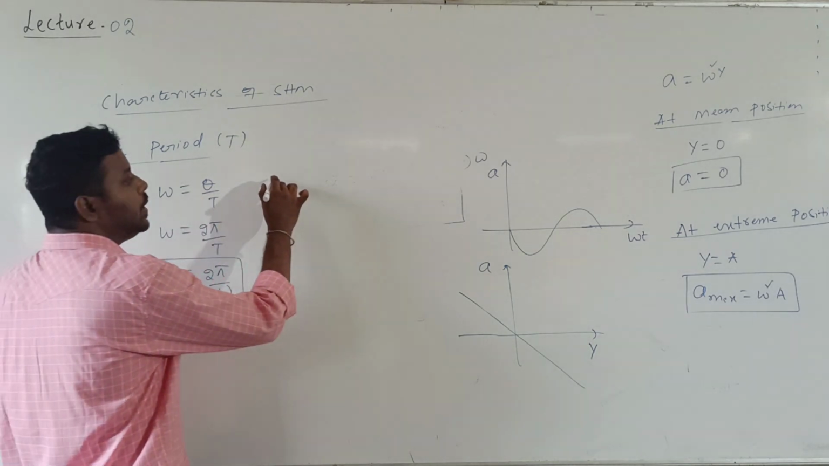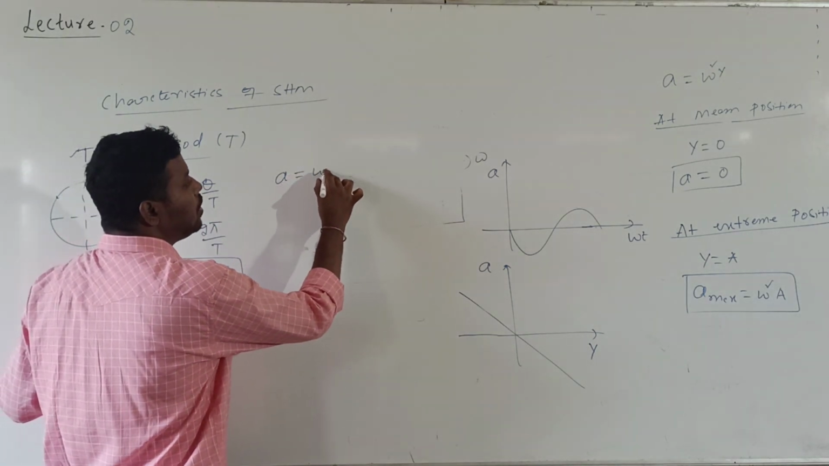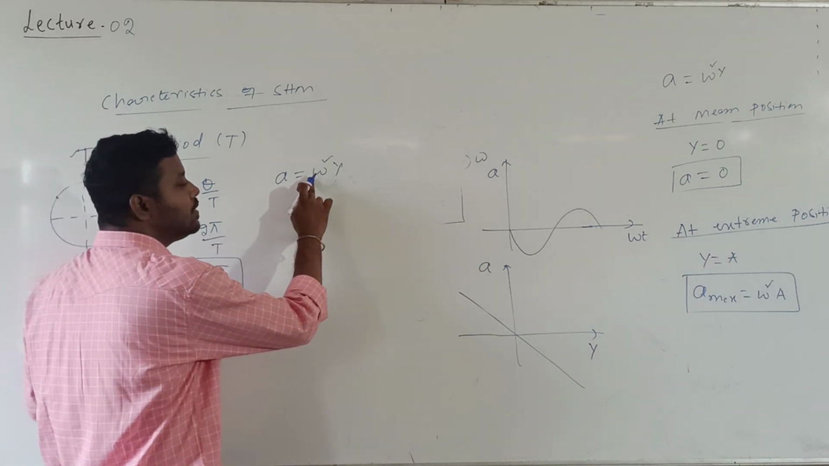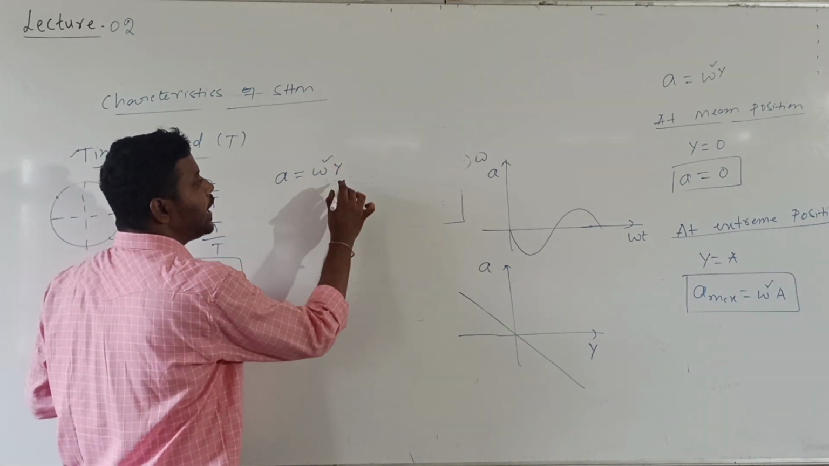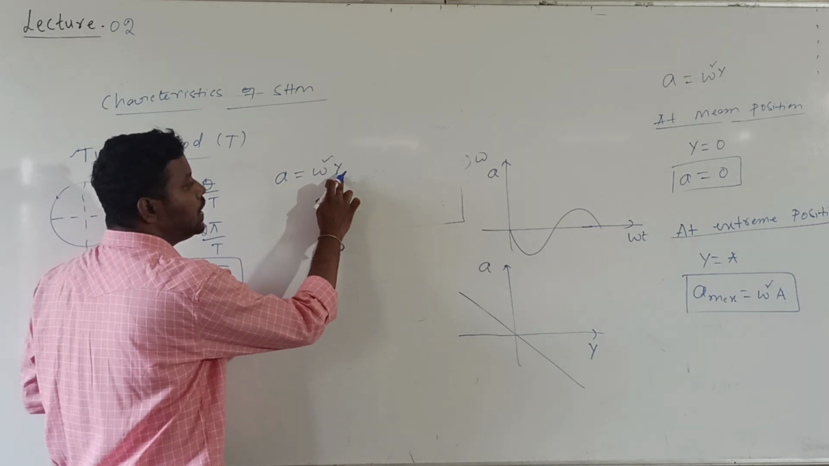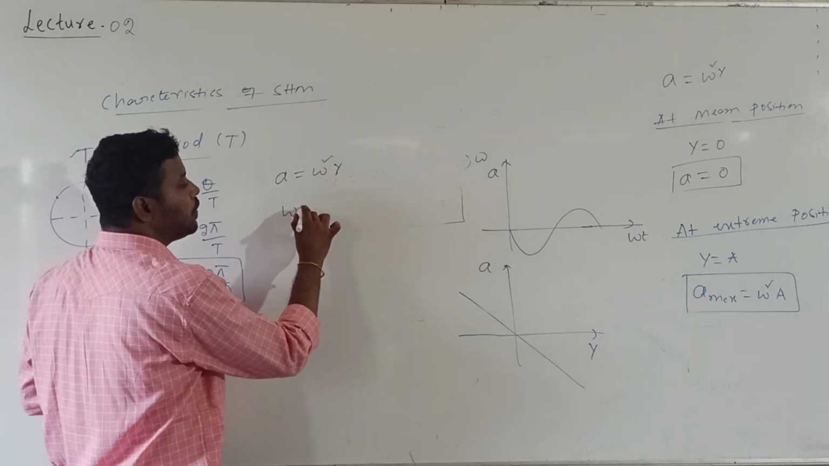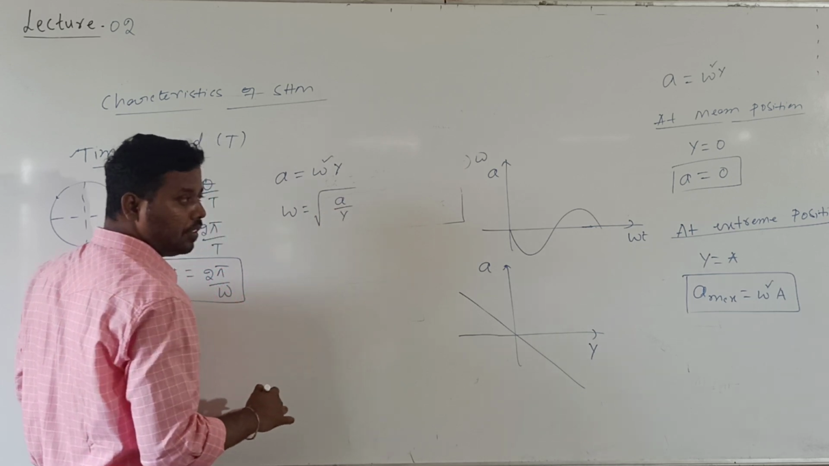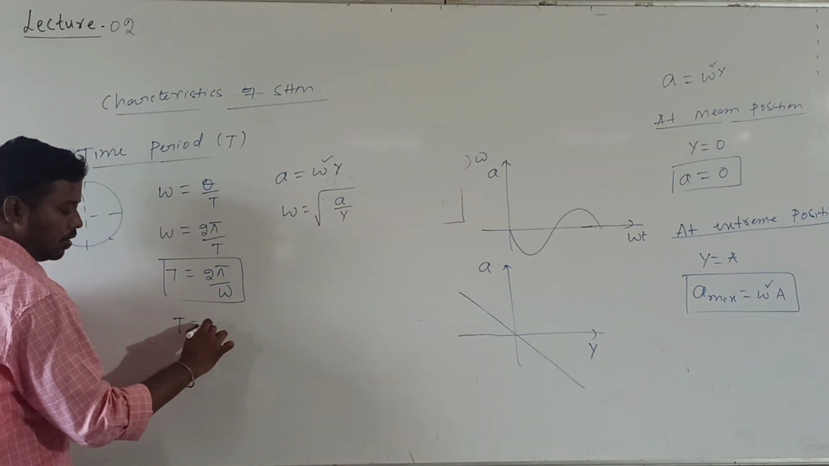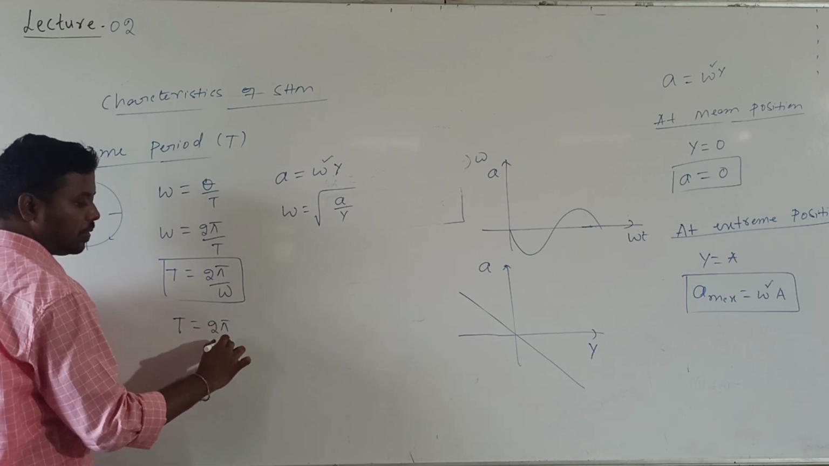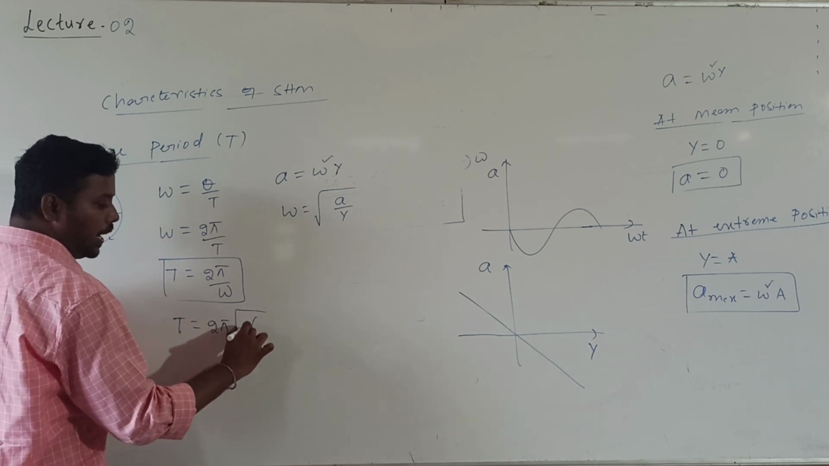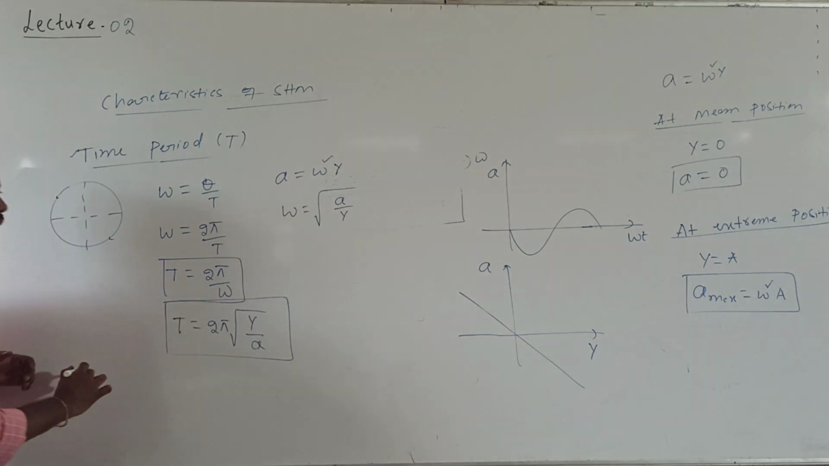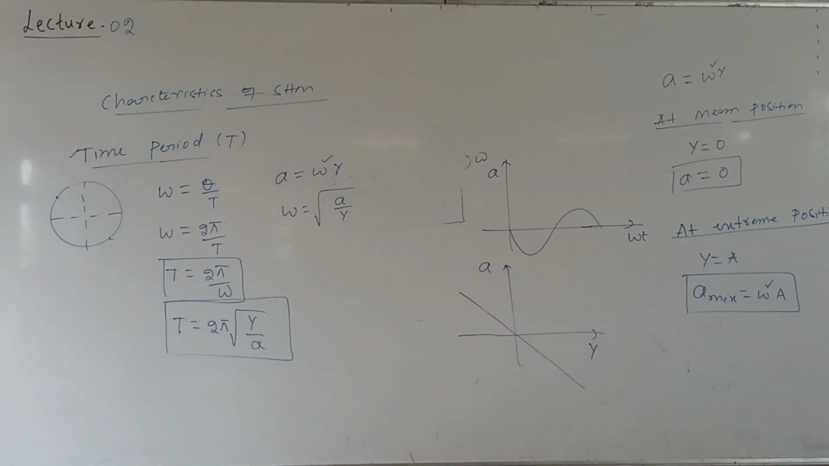To calculate the omega value, we know acceleration is equal to omega square into y. Not considering the minus sign, which indicates that acceleration and displacement are in opposite directions. From this, omega is given by root over a by y. If I substitute the omega value, T is equal to 2 pi into root over y divided by a. This is the expression for the time period of a particle executing SHM.